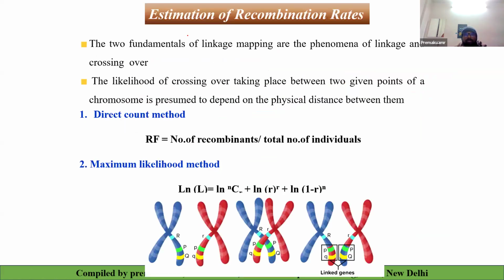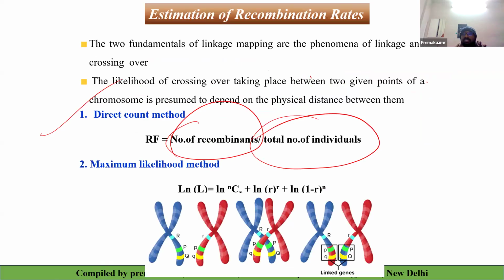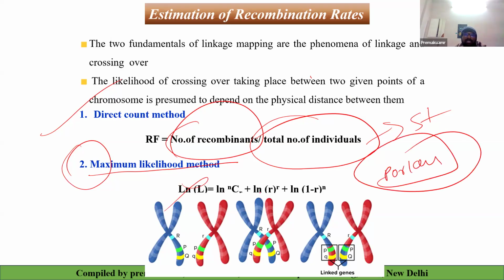Then how can we estimate the recombination frequencies? The number of recombinants divided by the total number of individuals. This is normally the direct count method, which was used earlier in studies. But many software packages use the maximum likelihood method. Don't memorize this formula, I also have not fully understood it. It's a probability equation, based on the probability of the combination of recombinants and one minus recombinants. Normally we use the maximum likelihood method, which is entirely dependent on statistics.